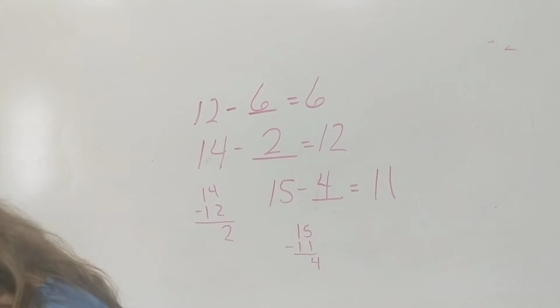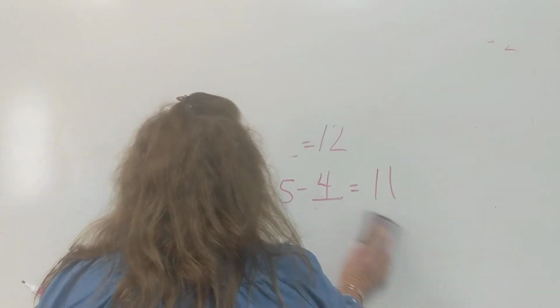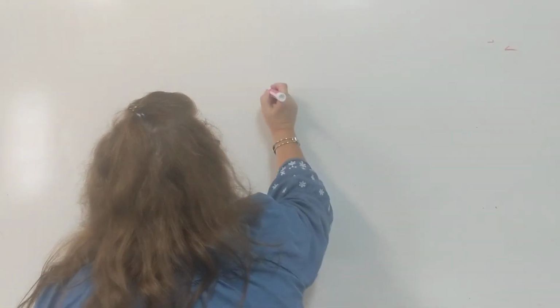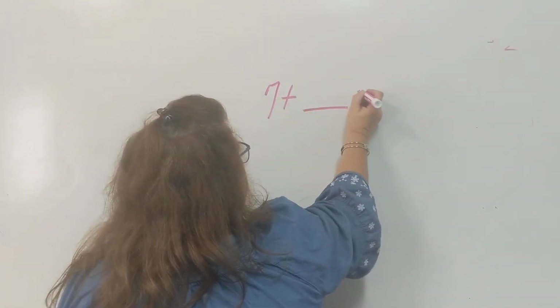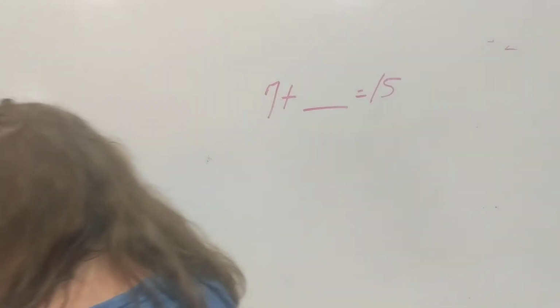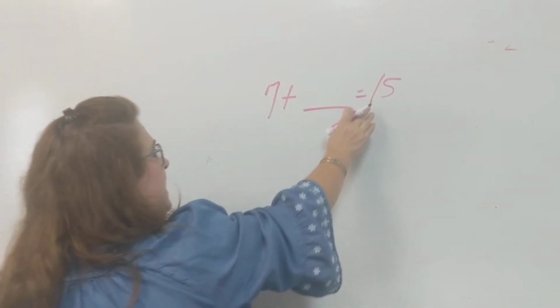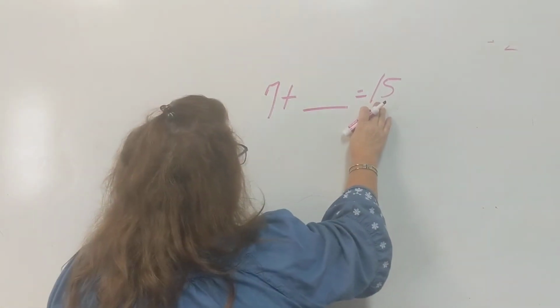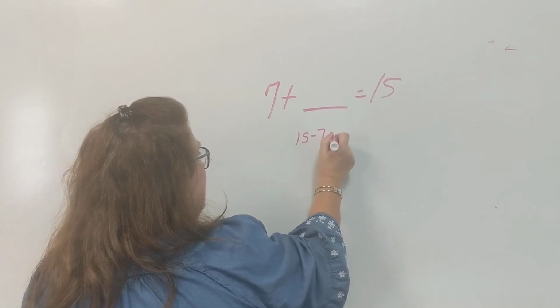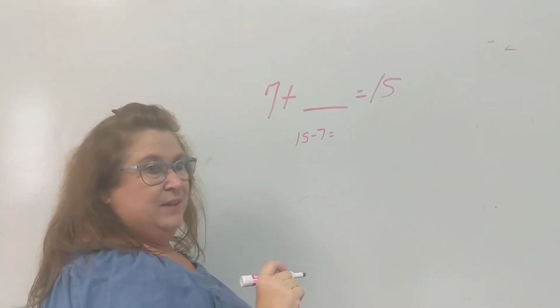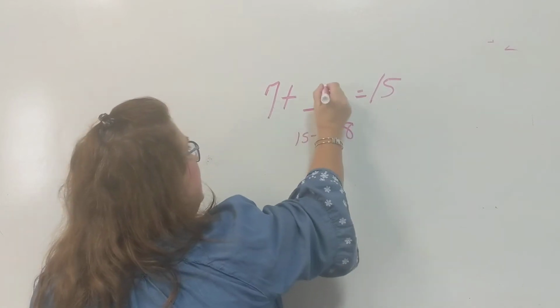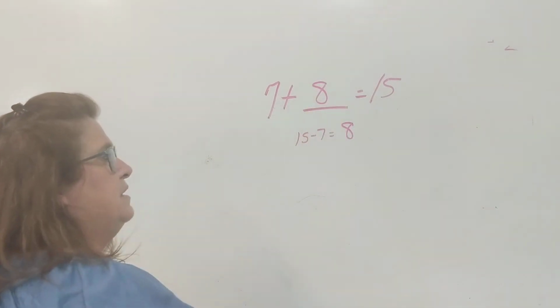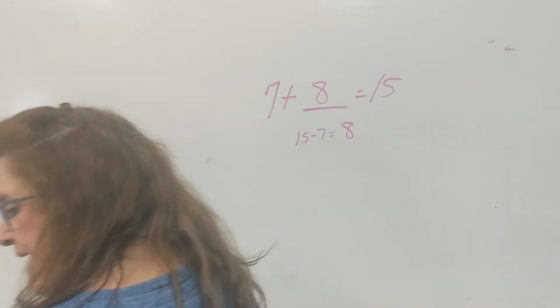And now on the next one, it says write the missing addends. So this one, we're going to do the opposite to find this answer. So let me show you. If we have 7 plus what equals 15, and I believe that is section 4, letter A. If we subtract 7 from 15, that'll tell us what our missing addend is. So 15 minus 7 equals 8. So 7 plus 8 equals 15. We found our missing addend.